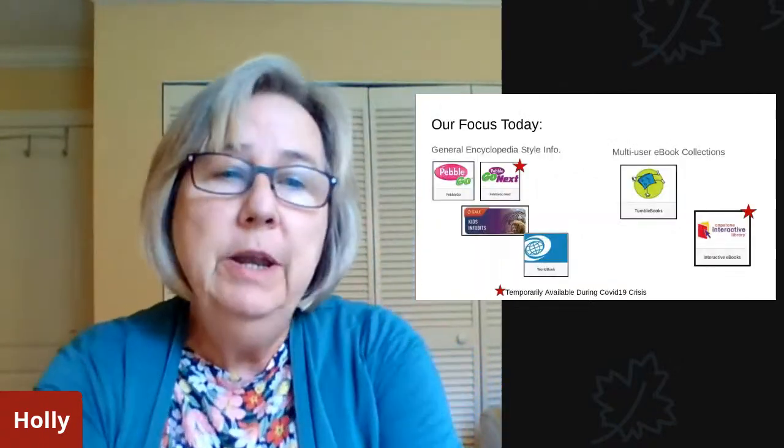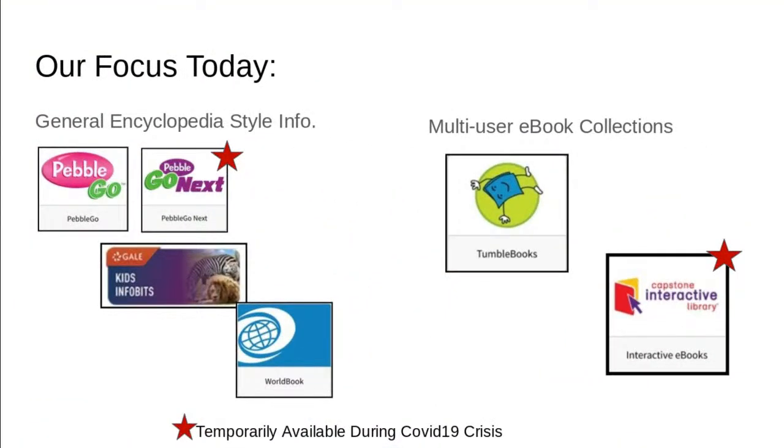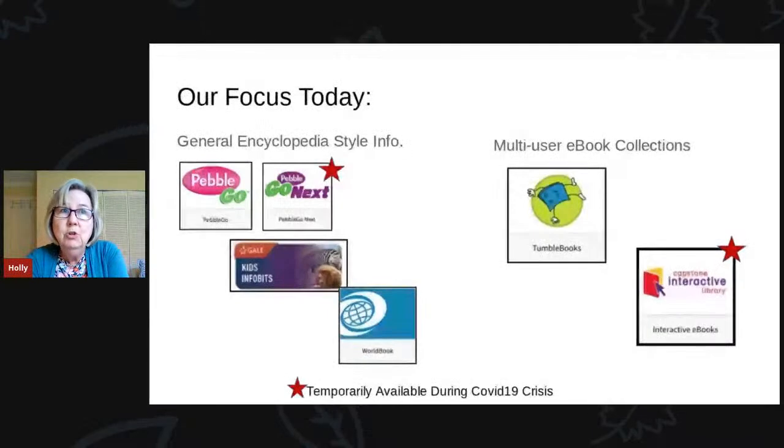So this is our focus today. We're going to try to cover these resources really quickly. Four of them are basically your old-fashioned general encyclopedia, but in a digital format. And two of them are collections of multi-user ebooks. The ones with the red star will be disappearing at the end of the COVID-19 crisis, or June 30th, whichever comes first.